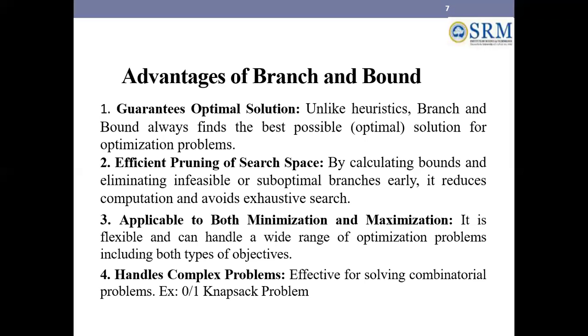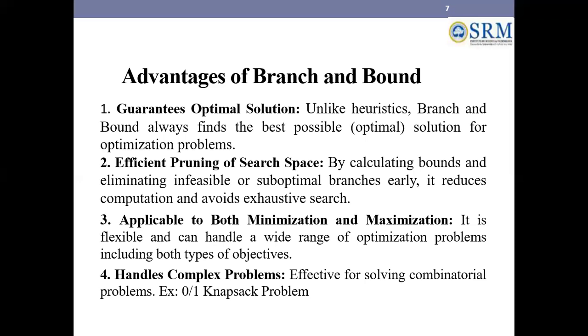And the third one is that it is applicable to both minimization and maximization problems. So mainly the branch and bound technique is used for solving optimization problems. It can be a minimization problem or a maximization problem. A lower bound is calculated for a minimization problem. The subproblem which has the minimum lower bound value is the optimal at the current level. For a maximization problem, the subproblem which has the maximum local optimal solution is chosen.